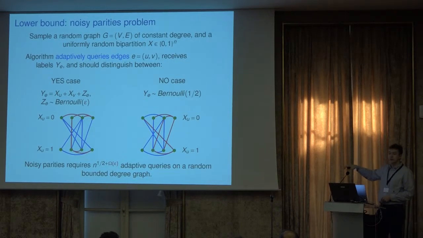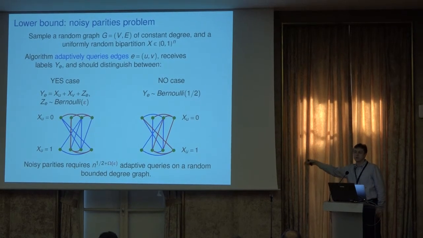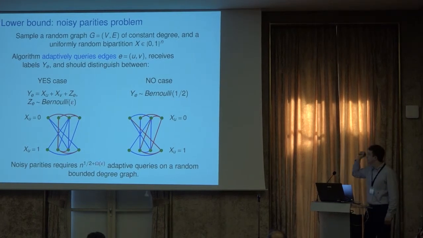Now, if there's some noise on the edges, finding one cycle is not going to help because cycles are pretty long, logarithmic length, and noise adds up over the cycle, so you need to find more of them. And our lower bound makes it formal, so why you need to go for a large number of queries.